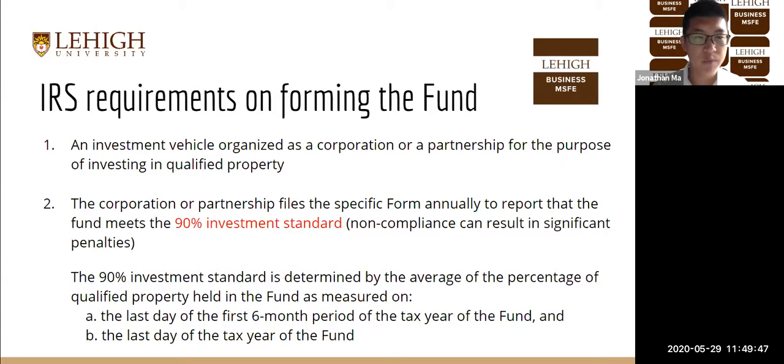This 90% investment standard is determined by the average of the percentage of qualified property held in the fund, as measured on the last day of the first 6-month period of the tax year of the fund, plus the last day of the tax year of the fund.